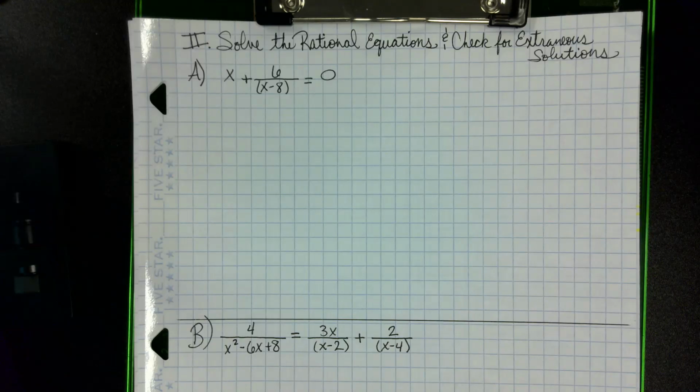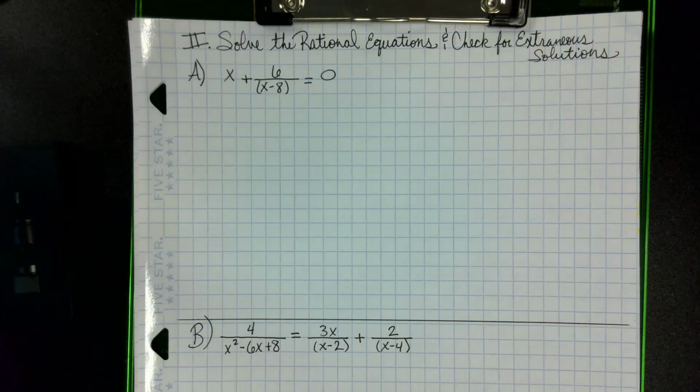So we're going to solve the equation, and with all rational equations and radical equations you have to check for extraneous solutions, because sometimes you get solutions that don't actually work. They're like fake solutions or extra solutions. All right, so we have a rational equation, x plus 6 divided by x minus 8 equals 0.